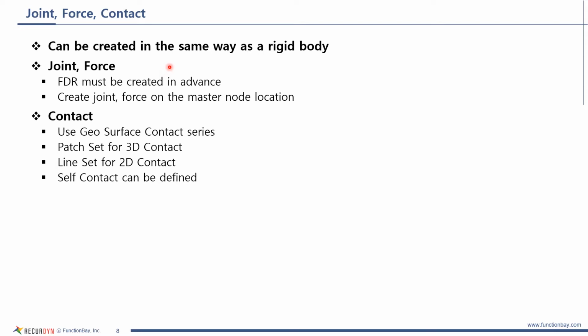For contact, it is recommended to use the GeoSurface contact series. For 3D contact, you need to create a patch set in advance, and for 2D contact, you need to create a line set and define the contact using it. And unlike a rigid body, self-contact between different patch sets and line sets of the same body can be defined.